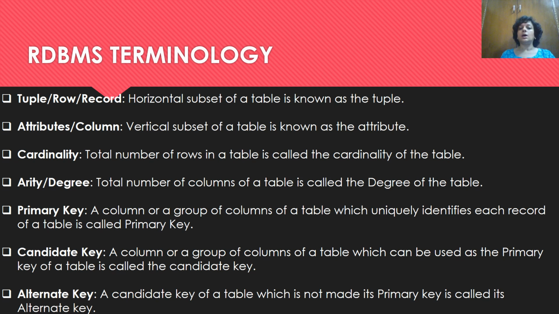Primary key. A column or a group of columns of a table which uniquely identifies each record of a table is called primary key. Candidate key. A column or a group of columns of a table which can be used as the primary key of a table is called the candidate key. Alternate key. A candidate key of a table which is not made its primary key is called its alternate key.